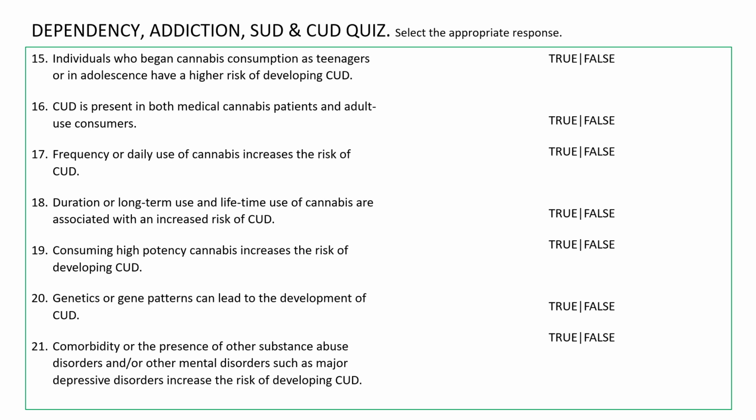True or false? True. Number 19. Consuming high-potency cannabis increases the risk of developing CUD. True or false? True. Number 20. Genetics or gene patterns can lead to the development of CUD. True or false? True. Number 21. Comorbidity or the presence of other substance abuse disorders and or other mental disorders such as major depressive disorders increase the risk of developing CUD. True or false? True.